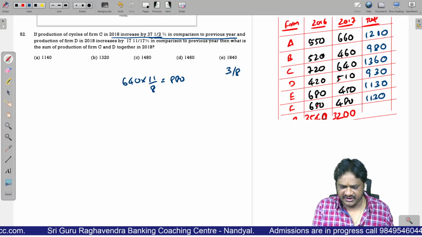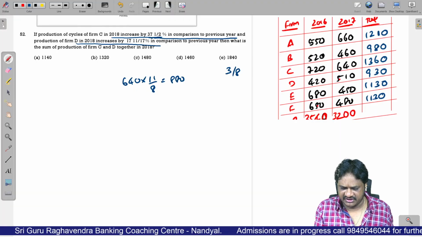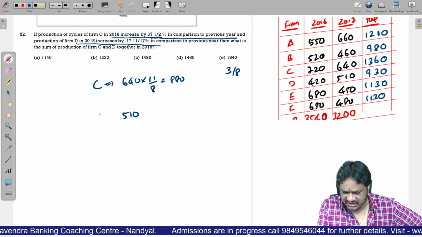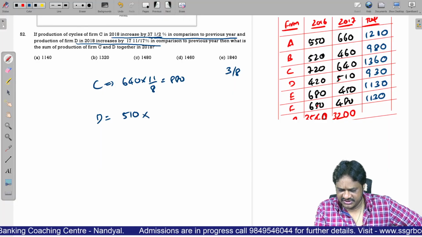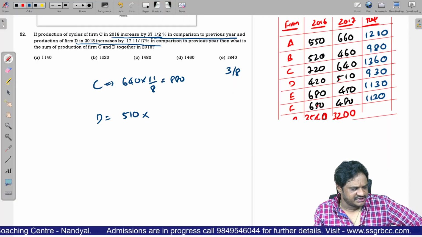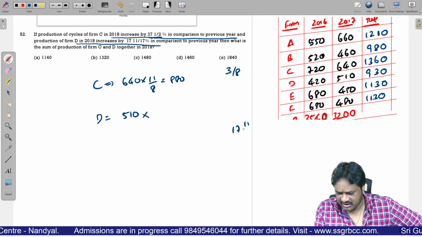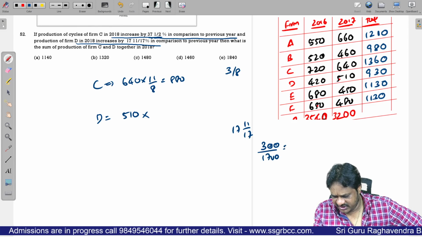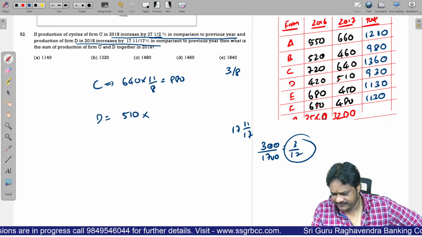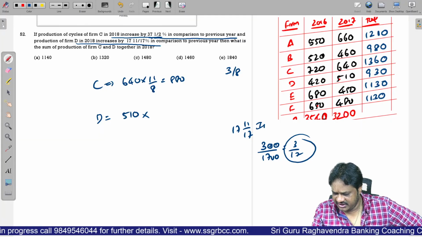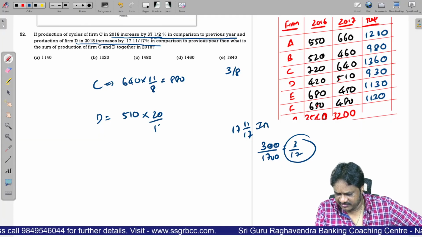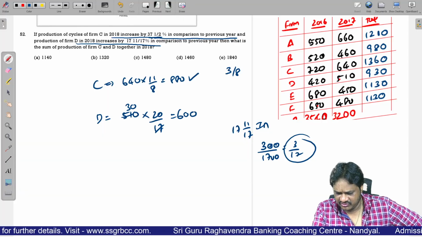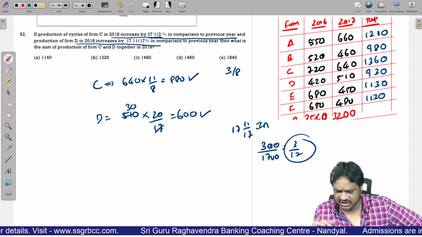Next, D is increasing by 17 11 by 17 percent. D value is 510. This is C value. This is D. It is increased by 17 11 by 17 percent. So 17 11 by 17 percent means 300 by 17 percent or 3 by 17. 3 by 17 increase means it is 20 by 17. We will get 600.